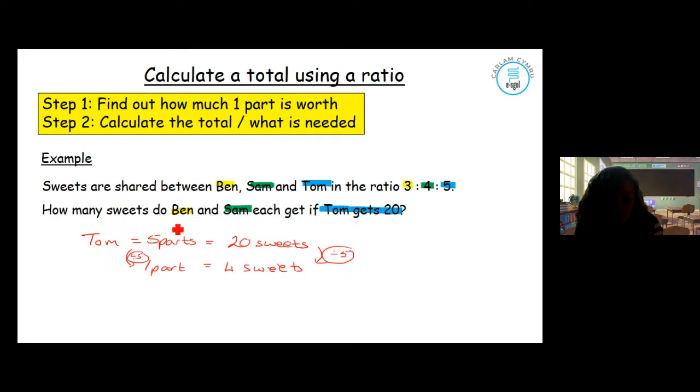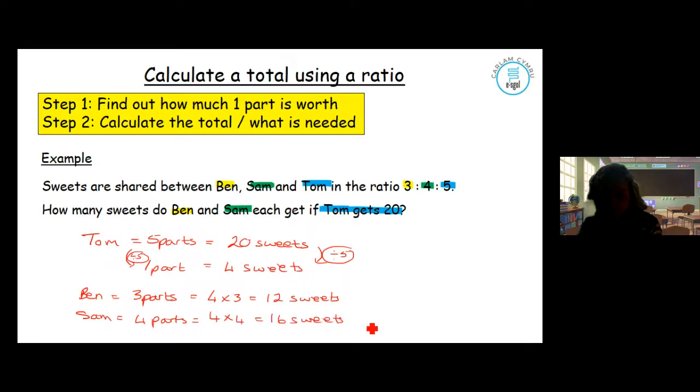So now when the question says how many sweets do Ben and Sam each get, we can do that because we know how many parts of the ratio they have. Ben has 3 parts of the ratio. If I look at what's highlighted in yellow, that is 3 parts. Well, if 1 part is worth 4 sweets, 3 parts must be 4 multiplied by 3, which is 12 sweets. So that's how many Ben has. And then we do a similar thing for Sam. Sam is in green, so he has 4 parts. If 1 part is worth 4 sweets and I want 4 parts, he's going to get 20 sweets.